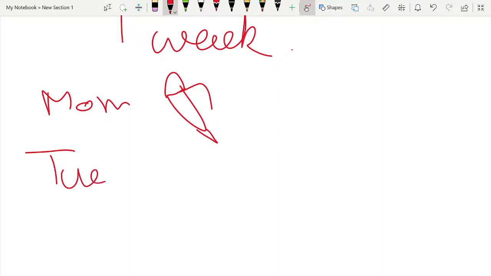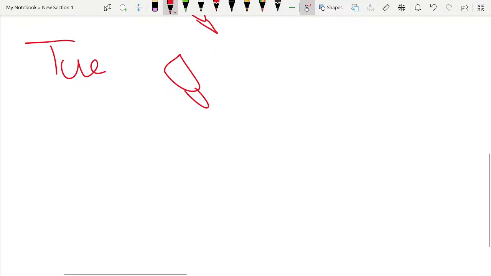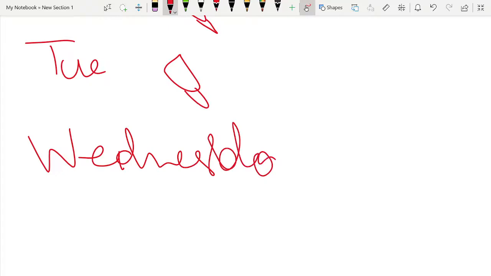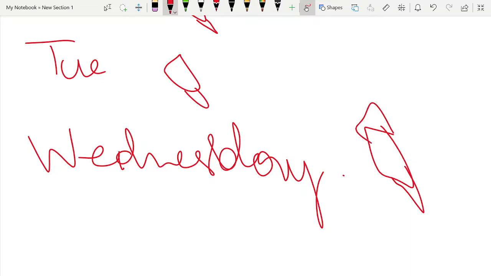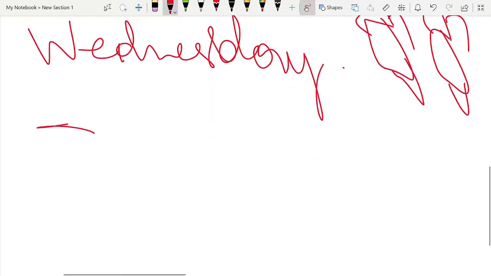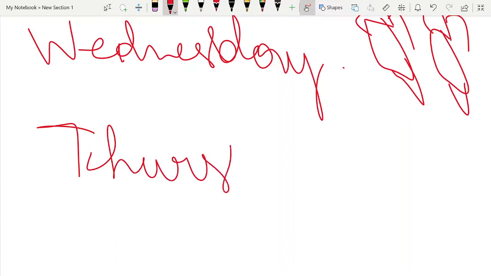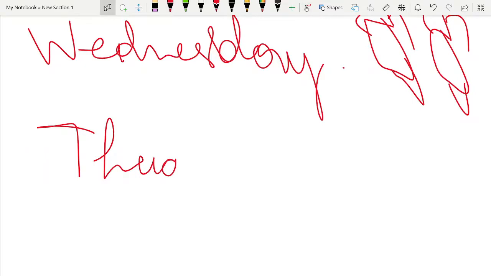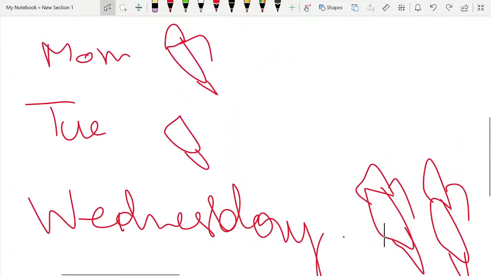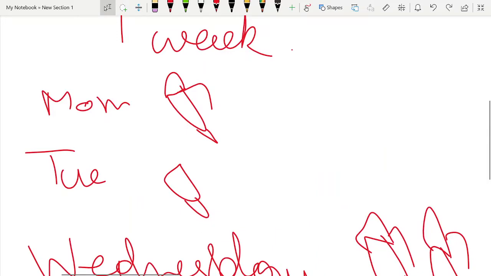On Tuesday, however, they only sold 5 pens, so we're gonna half the picture like that. Then on Wednesday, they sold 20 pens. Sorry, these pens look terrible. And then on Thursday, okay, it's just going to be like that. So you keep continuing like that for a whole week.